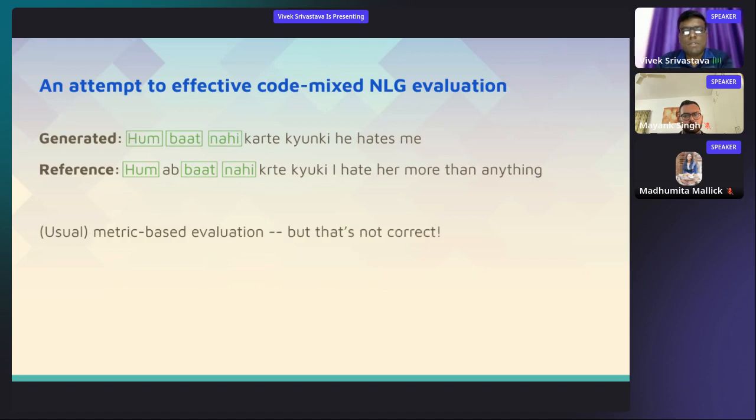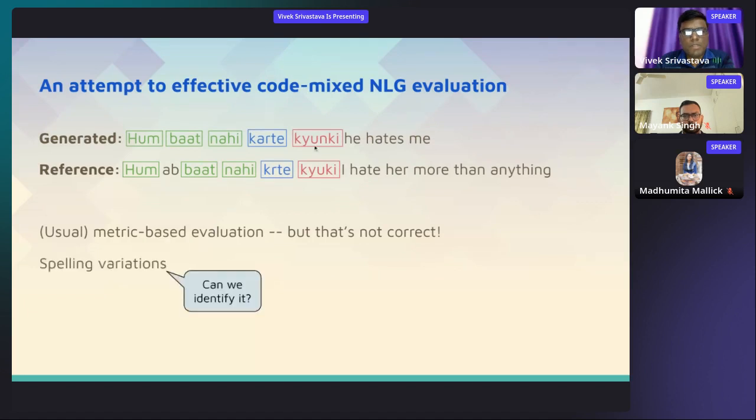There are words in the generated sentence and the reference sentence which we could match, even though not directly. For example, these two words have a spelling variation between them. Characters are either dropped or added, such that even though we might say the word similarly, it is not written similarly. So can we identify it? This was one of the first questions that we tried to address.